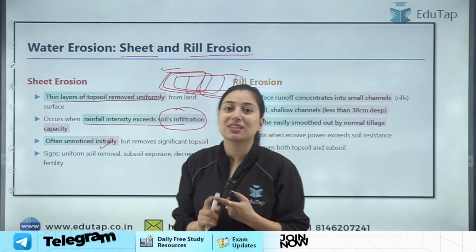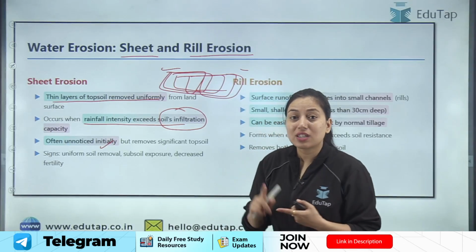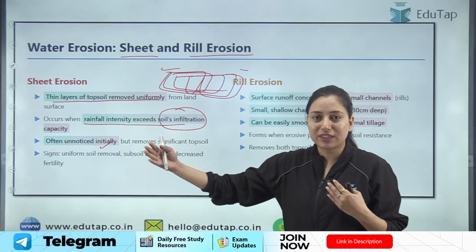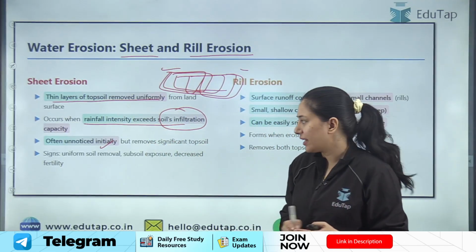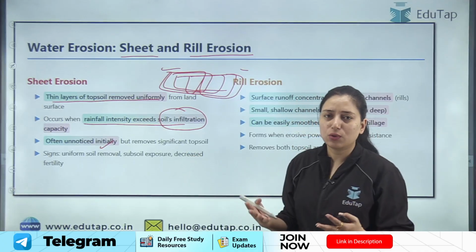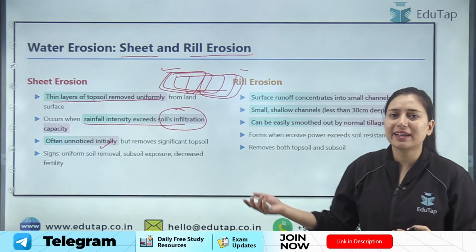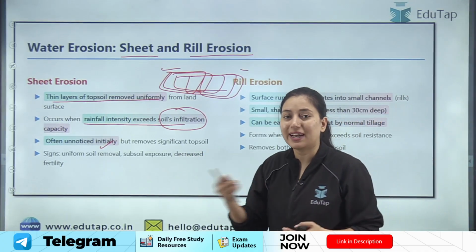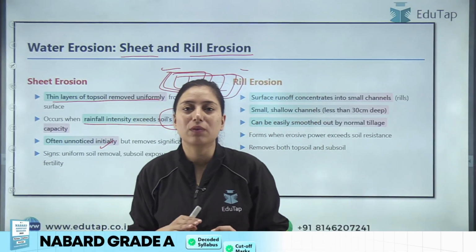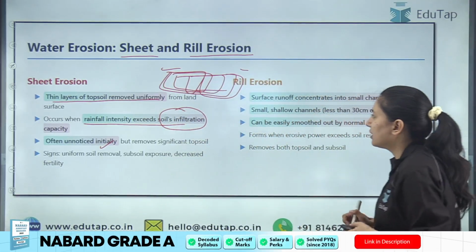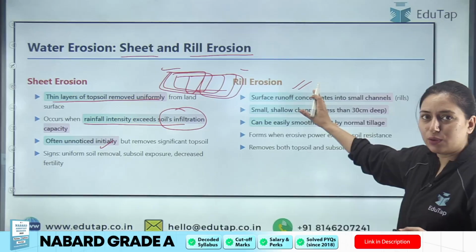Usually the sheet erosion is unnoticeable and it is noticed after a long period of time when the soil becomes infertile, right? So it is unnoticeable and it leads to soil infertility, and it is very harmful for agriculture because the entire sheet of soil is being washed off. Clear? So this is about sheet erosion. Next we have rill erosion.